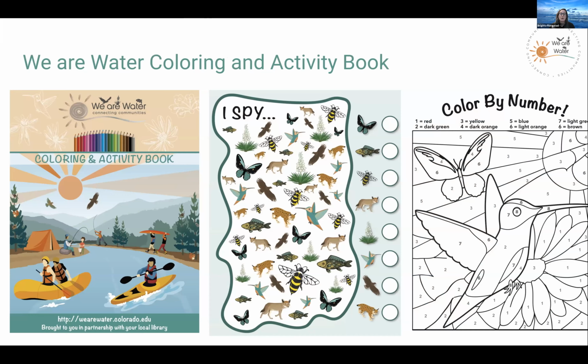So the next activity that you can request is a We Are Water coloring and activity book. And so these are, again, some screenshots from this coloring book, which include things like color by number, I Spy activities, and even just freeform coloring activities. And this can also, like the pH kit, be requested, and you will receive everything you need in the booklet. But we are also offering, if it's easier for you to print pages yourself, perhaps, or maybe print the booklet yourself, we will also provide links for you to be able to do that as well.